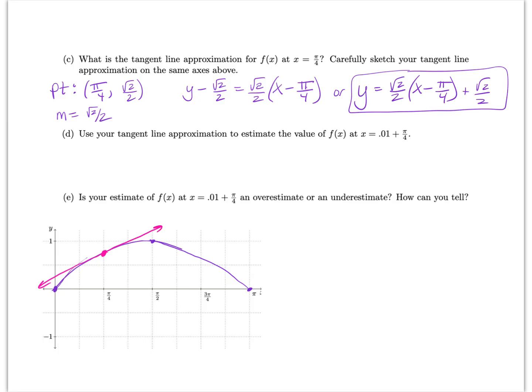Okay, D, use your tangent line approximation to estimate the value of f of x at x equals 0.01 plus pi over 4. Okay, so f of 0.01 plus pi over 4 would be the sine of 0.01 plus pi over 4. That's hard. There's no place on the unit circle for that angle. So instead, I'm going to use the equation of the line.